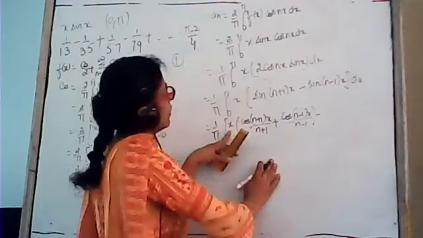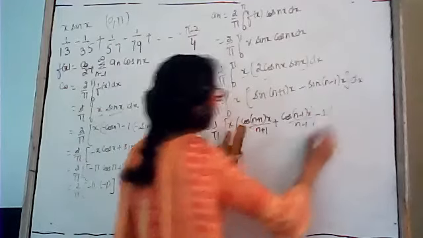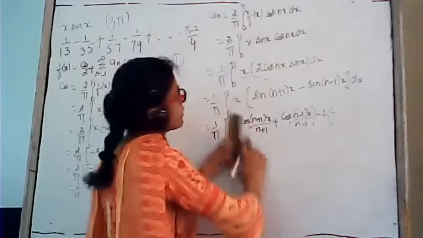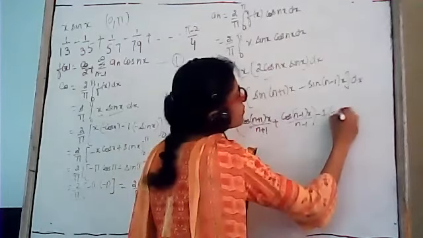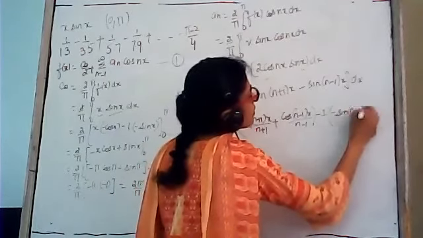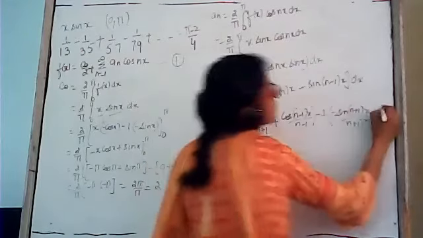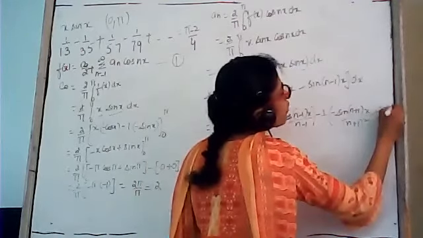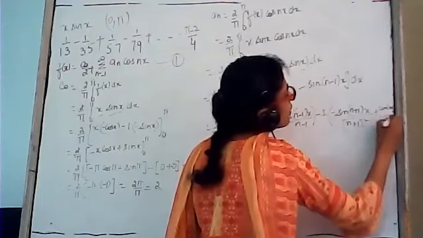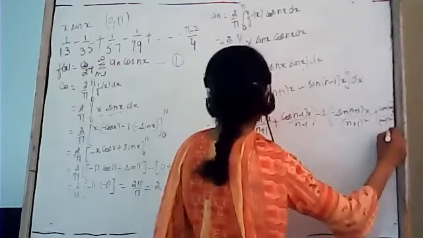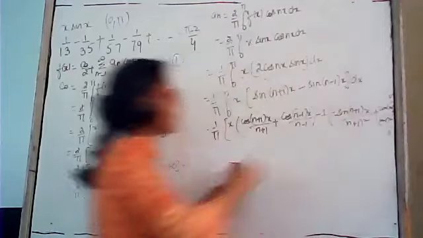Minus. Differentiation of x is 1. Minus sign will remain as it is. Integration of cos is sin (n plus 1)x upon (n plus 1) the whole square plus sin (n minus 1)x upon (n minus 1) the whole square. And limits are from 0 to pi.